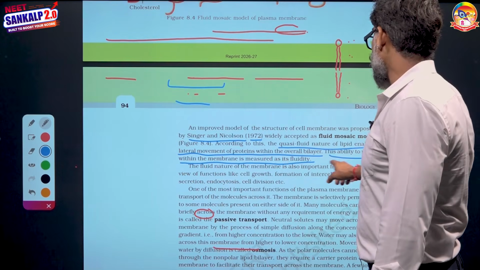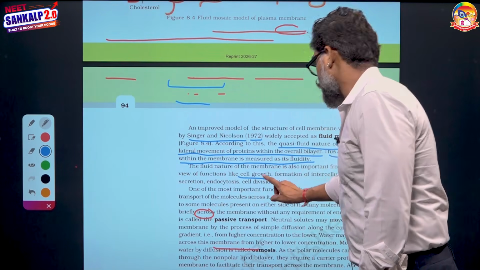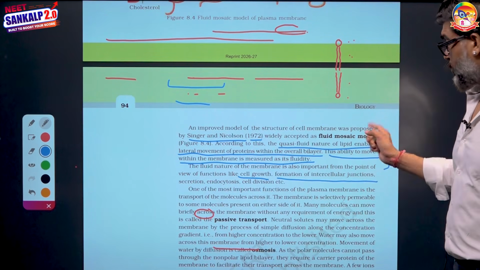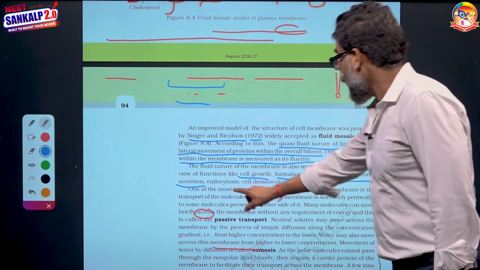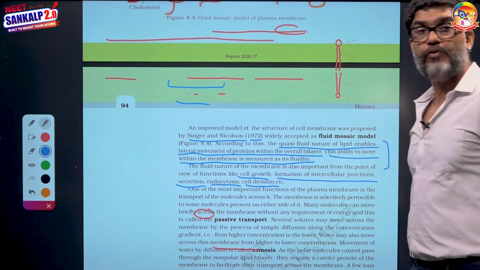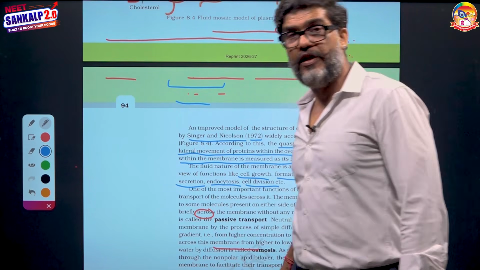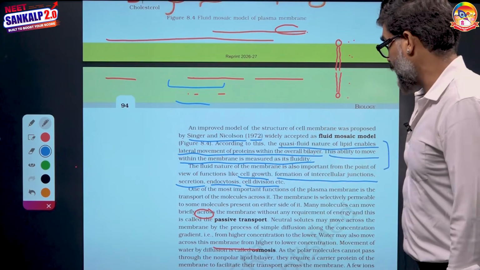The fluid nature of the membrane is important from various functions point of view. Cell growth is because of fluidity, formation of the intercellular junctions is also because of fluidity, secretion is also because of fluidity, endocytosis is due to fluidity, cell division is also due to fluidity. So these 5 functions, as highlighted in NCERT, about the role of fluidity you have to keep in your memory.